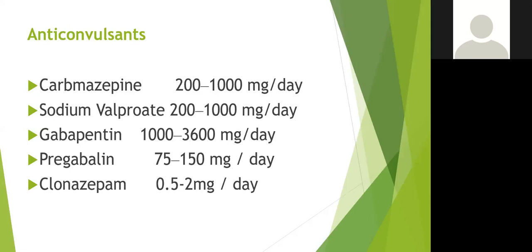So communication is very important to tell the patient that it might not start working immediately. You have to titrate it up, but don't stop it. Give it a trial, and if there are no side effects, we can titrate it up to get the maximum dose to have a benefit. So for all the neuropathic agents, make sure you tell the patient that you start low and go up. Carbamazepine, again, drug of choice.